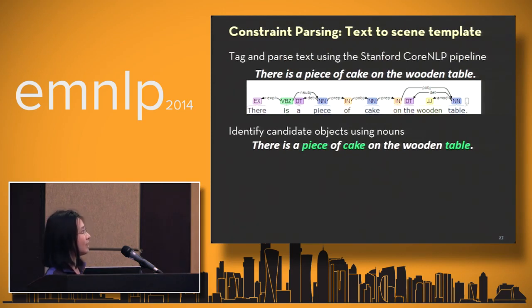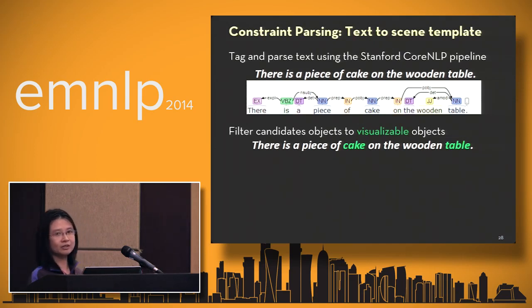There's a piece of cake on the wooden table, and we use the Stanford CoreNLP pipeline to tag and parse the text. And we look for nouns and noun phrases as candidate objects to visualize. In this case, we've identified three items: piece, cake, and table. And you'll notice piece is not actually visualizable, so we'll filter that.